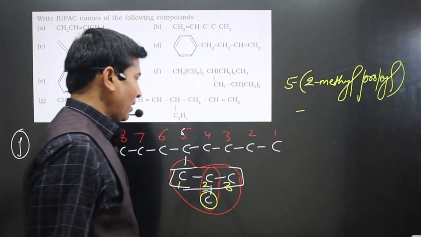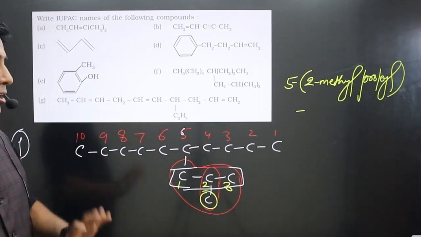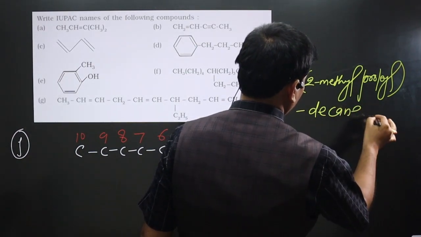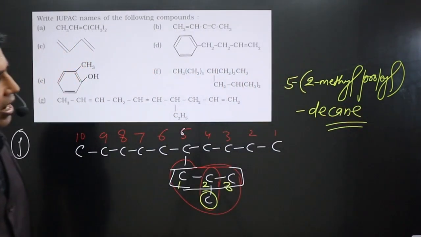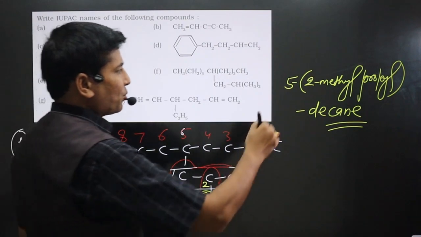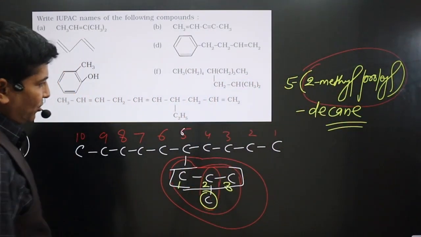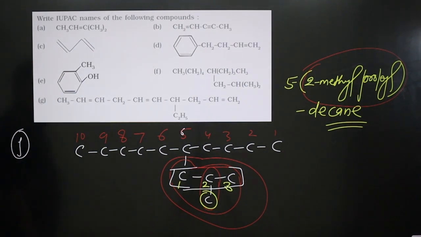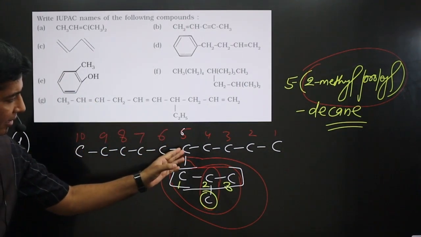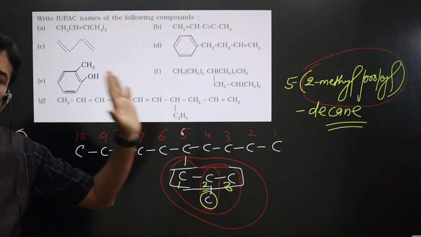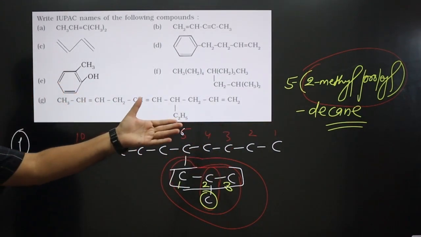Okay, then how many carbons are there? We have 10 carbon. We can mention decane. Here we have decane. So 5 (2 methyl propyl). Keep in mind this portion is representing this branching group. Okay, 2 methyl propyl, and where is it attached? It is attached to the fifth carbon. So we mention fifth carbon, and in the parent chain 10 carbons are there, so we can mention decane.